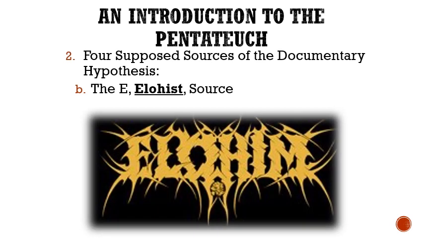The second source is known as the E, or Elohist source. This view believes that this source was written around 750 BC by an unknown writer in the northern kingdom of Israel. It also believes that it is different from the rest because of its frequent use of Elohim instead of the other names of God.